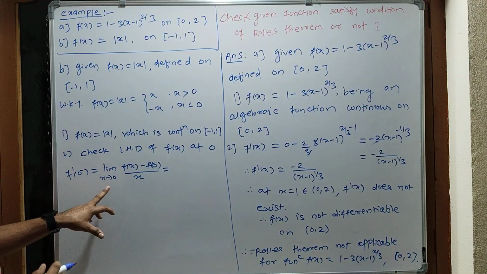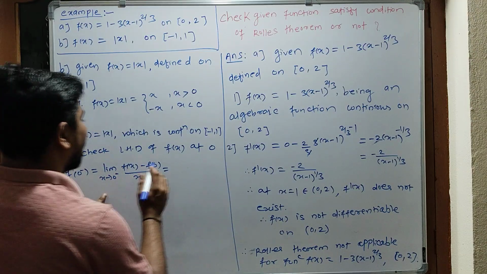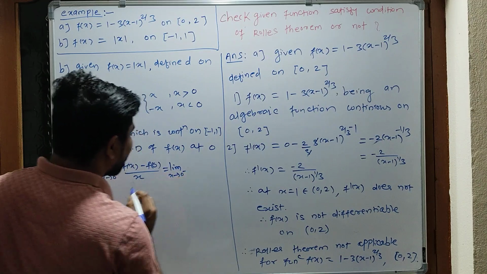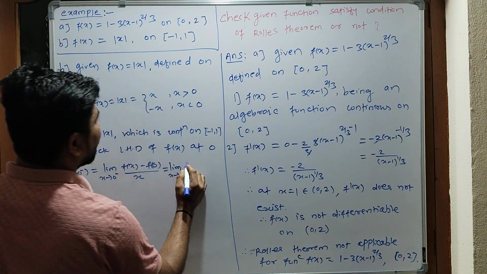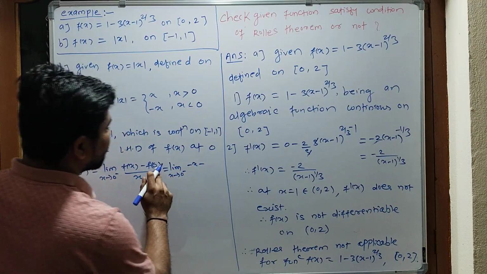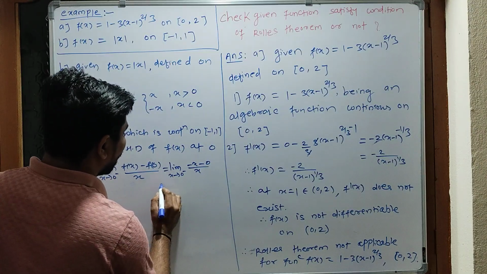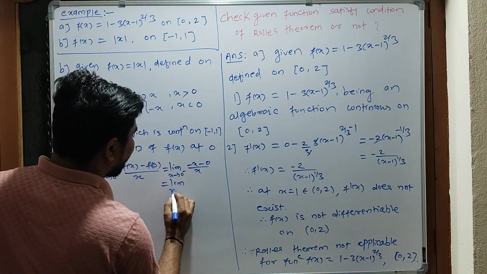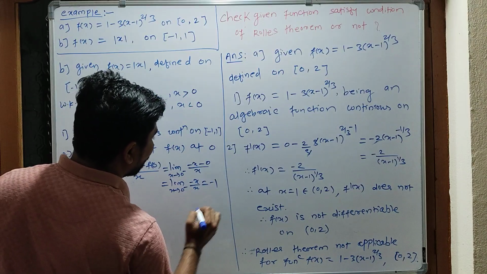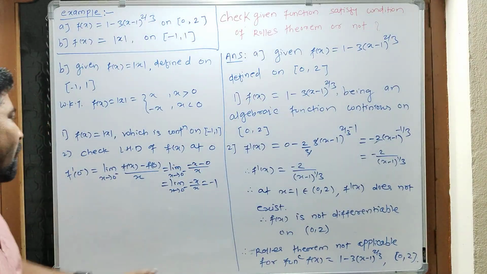Now when limit x tends to 0 minus, which means x is less than 0, tell me the value of f of x. When x is less than 0, f of x is minus x, and f of 0 is 0. So this is limit x tends to 0 minus of minus x by x, which is equal to minus 1. The left hand derivative of your function f of x at 0 is minus 1.